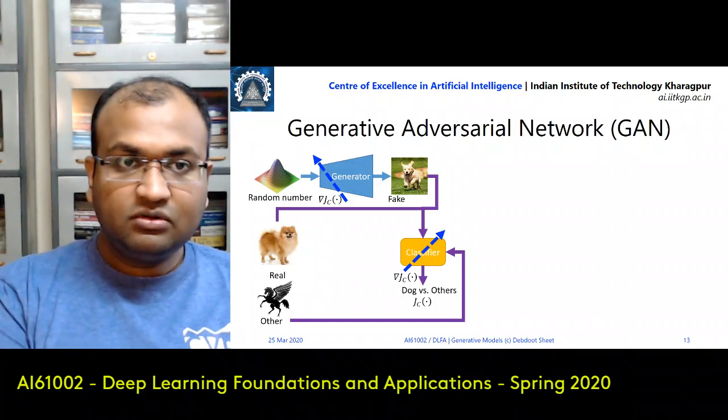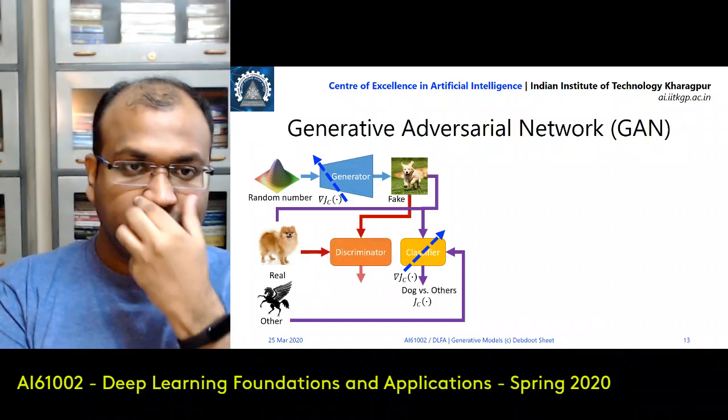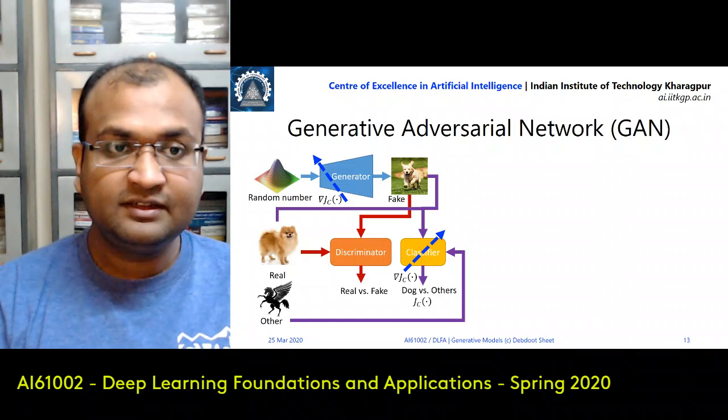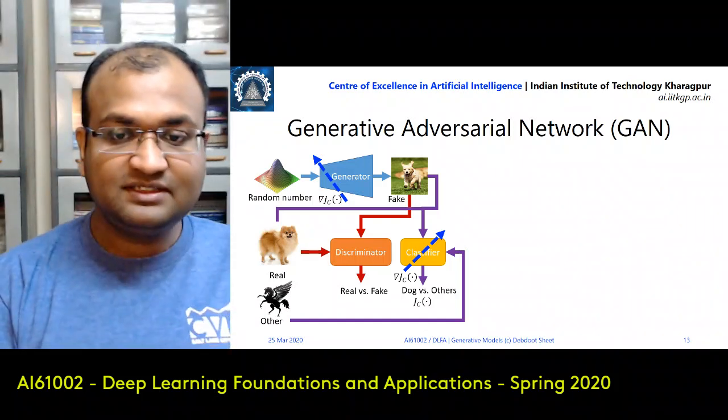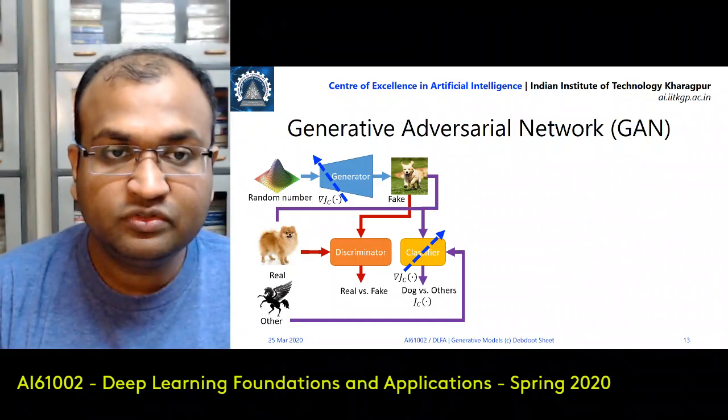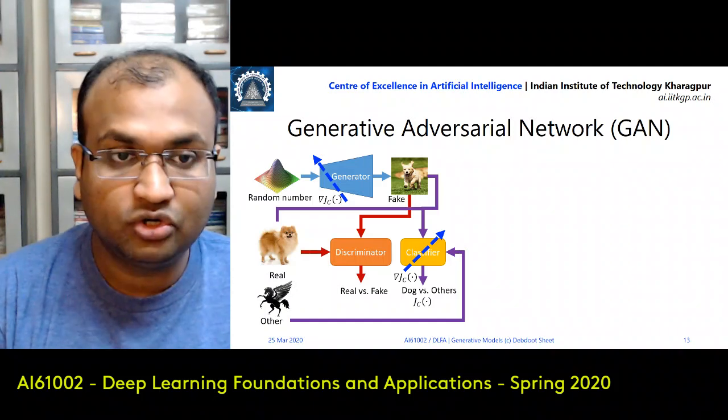Okay. Now, what we bring in is also a discriminator whose task is to say whether whatever is generated as a dog looks very close to a real looking dog or not.